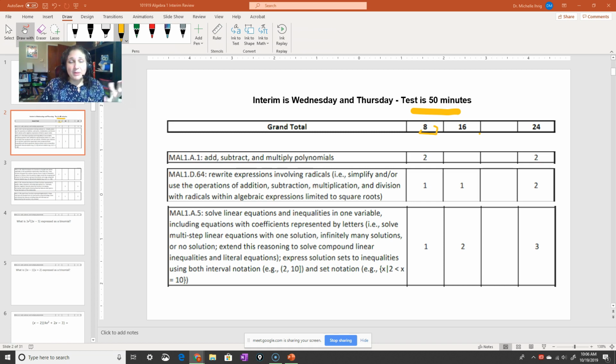So 8 of those problems are just going to be simple math. They're not going to be confusing as long as you know what the math is. 16 of the problems, so 2/3 of them, are going to be a little bit more challenging. So we're going to practice some easier problems and some harder problems.